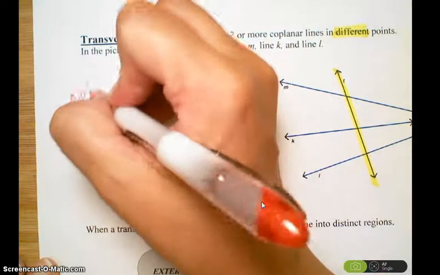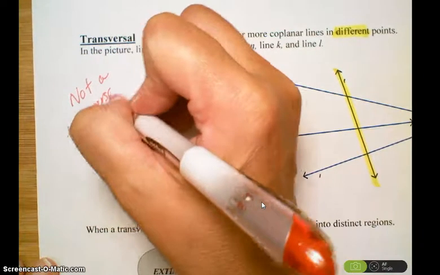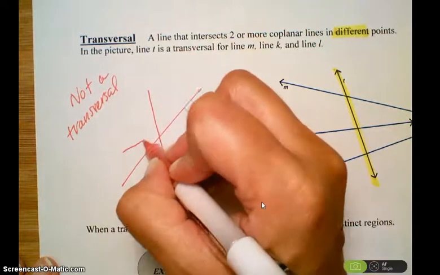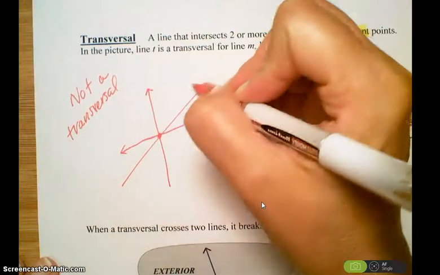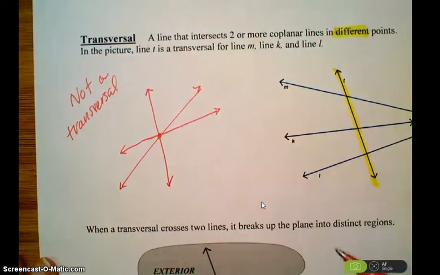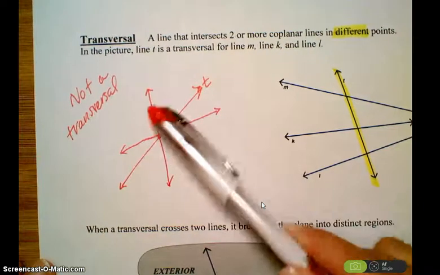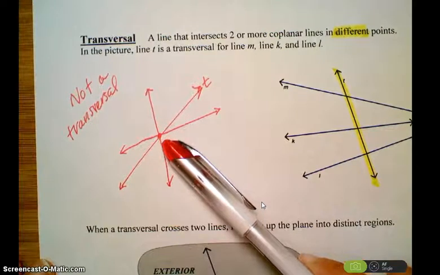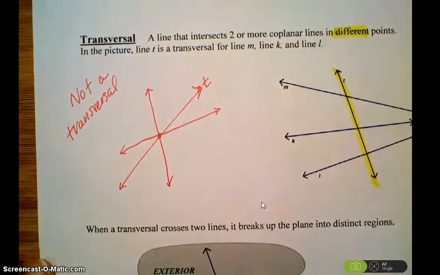Now, I also want you to keep in mind a common picture that would be not a transversal, would be something like this guy. Where these lines are crossing each other, and yes, you could say this line T crosses these other two lines, but it's not crossing them at different points. It's crossing them at a single point, so T would be not a transversal in that picture.